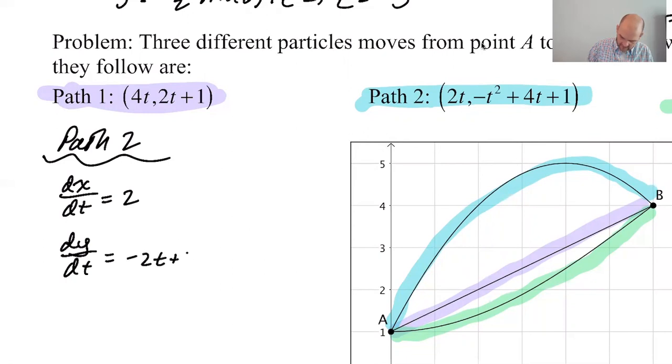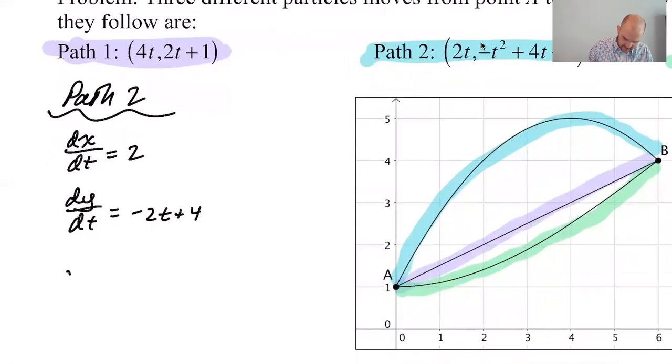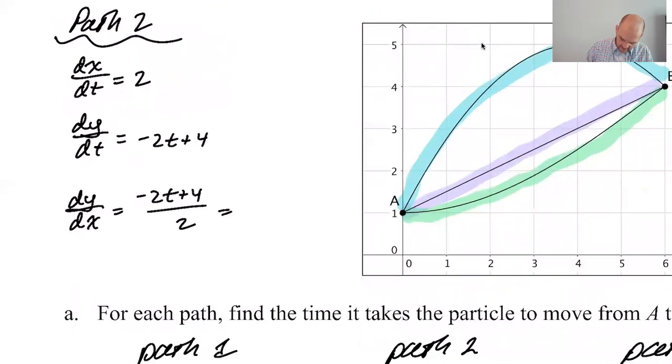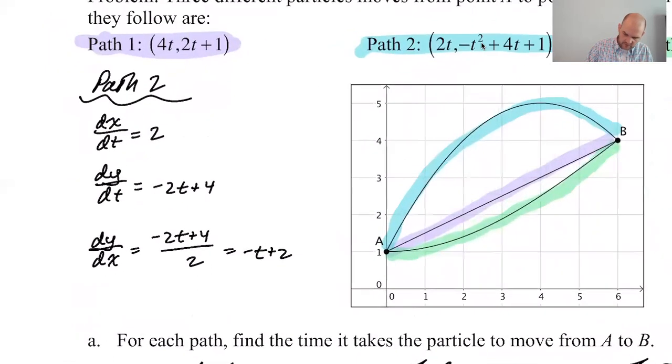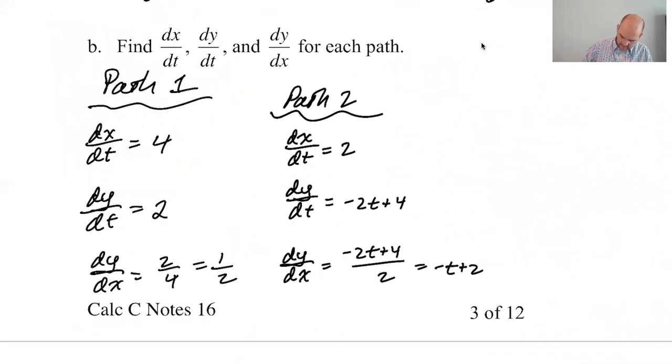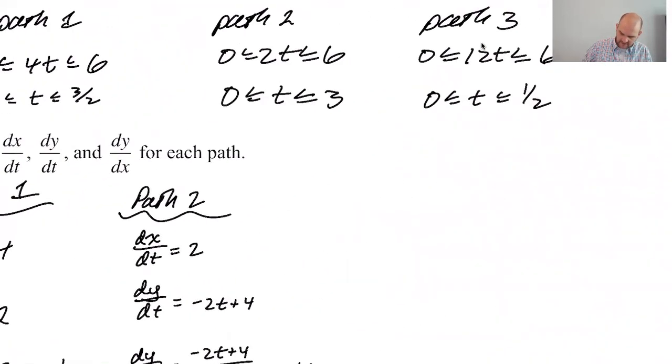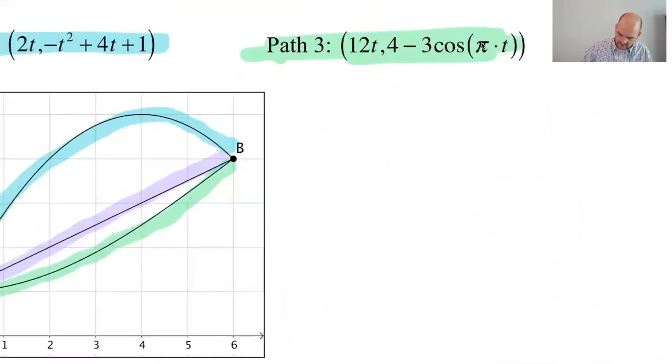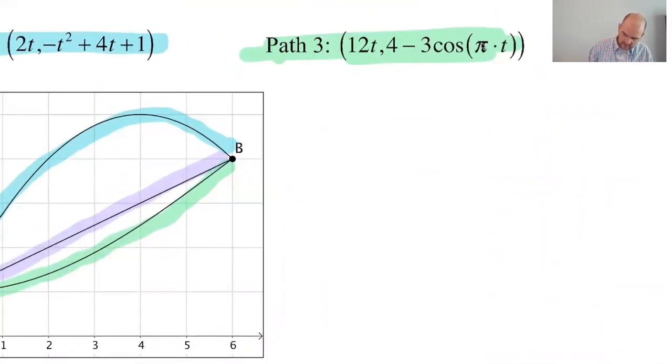Negative 2t plus 4. So then dy dx is going to be dy dt over dx dt. So negative 2t plus 4 over 2. So negative t plus 2. Okay, let's move it and hope it fits. Yup. All right, path 3, I'm going to do over here.